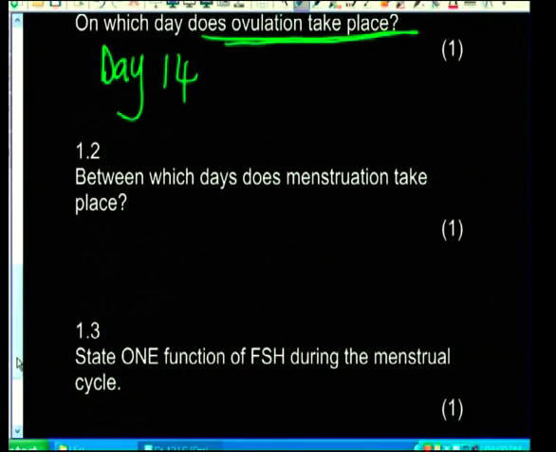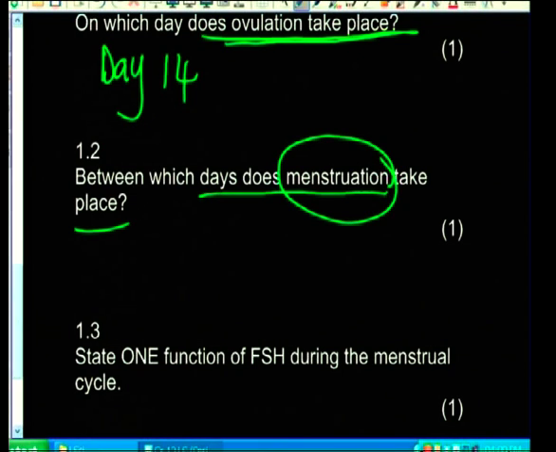Here they want to know between which days menstruation takes place. Now guys, in this particular question, we must know the difference between menstruation and the menstrual cycle.